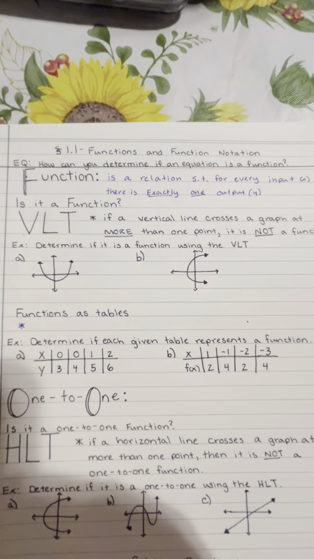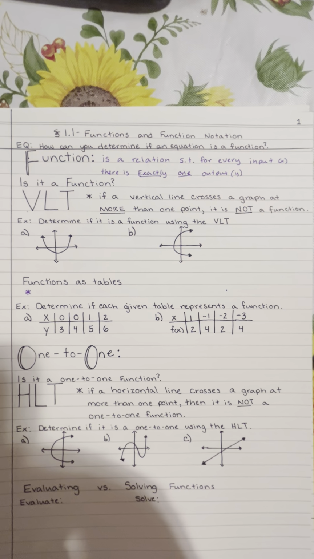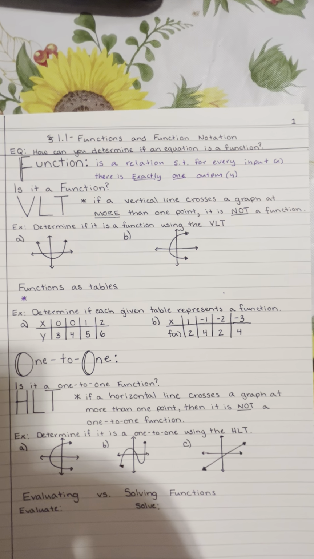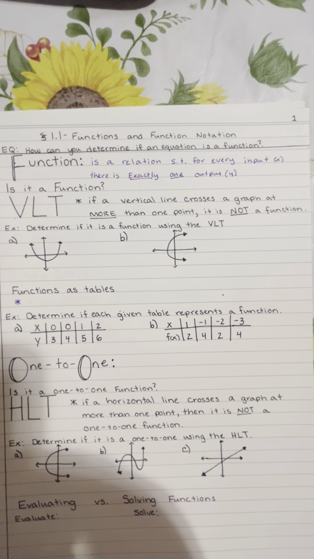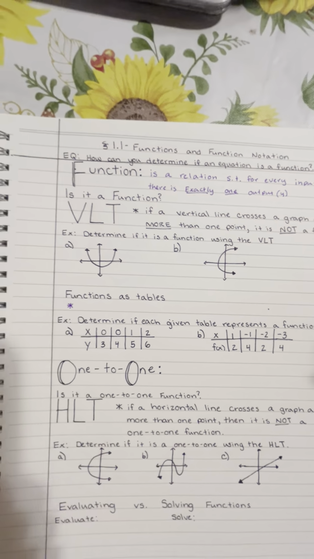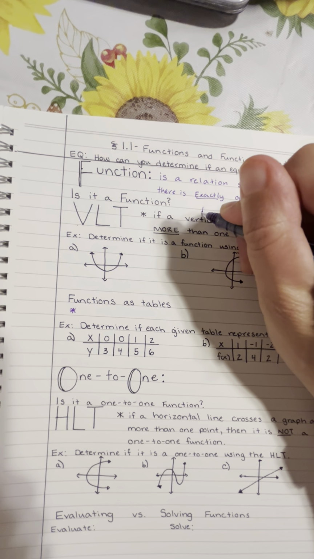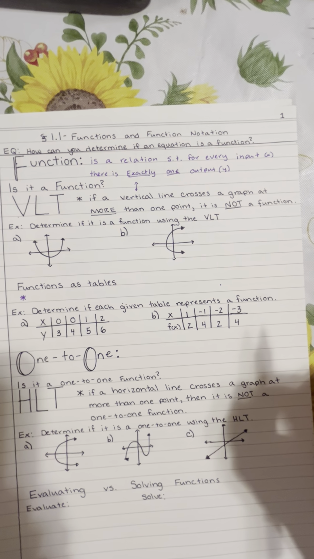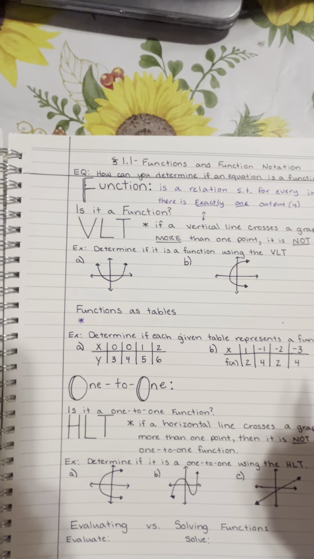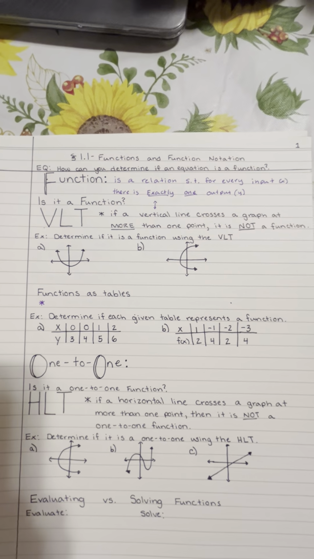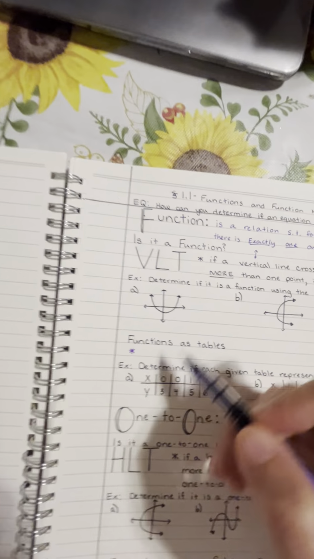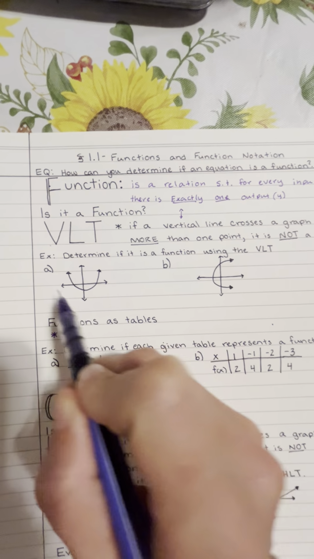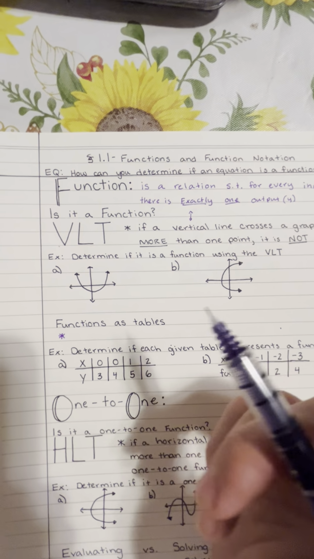In order to test if something is a function, we use something called the VLT, which is the vertical line test. And so what it says is that if a vertical line, that's up and down, crosses a graph at more than one point, then it is not a function. So how can we go ahead and apply that? We're going to use these graphs and the vertical line test to determine if it's a function.